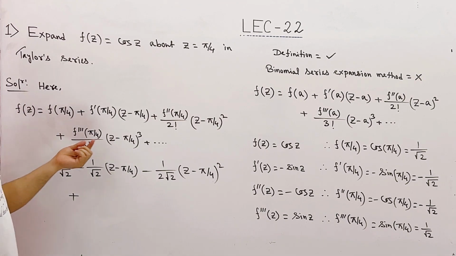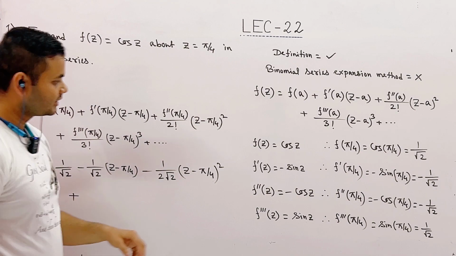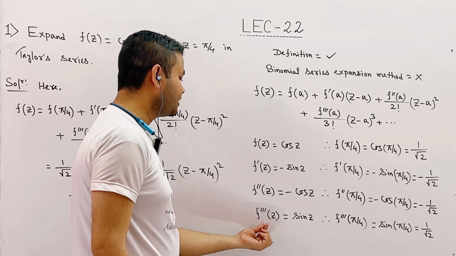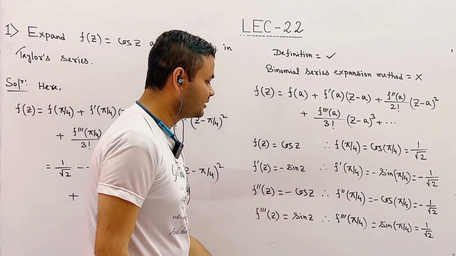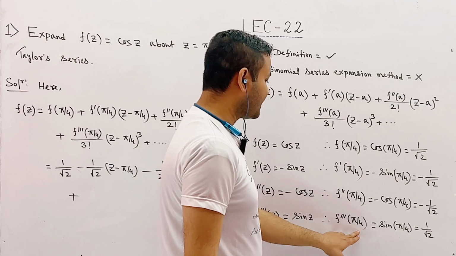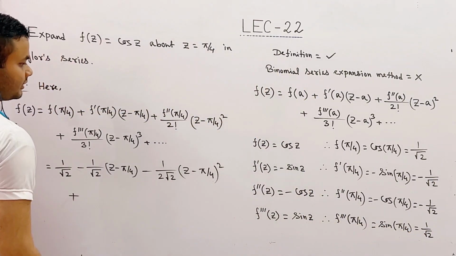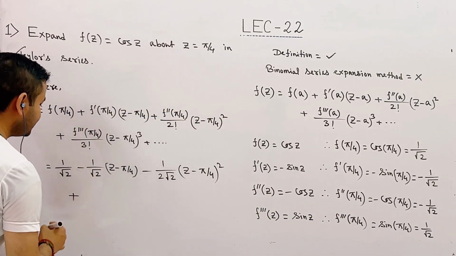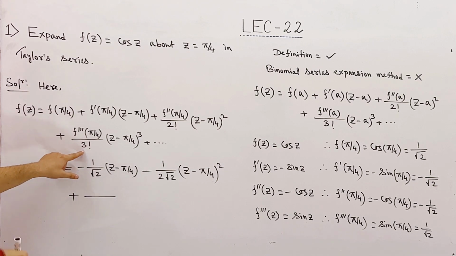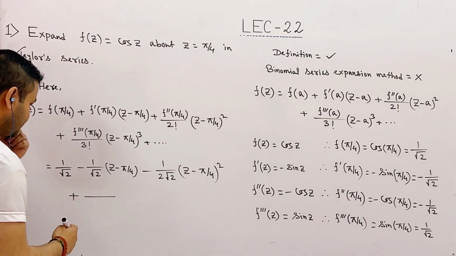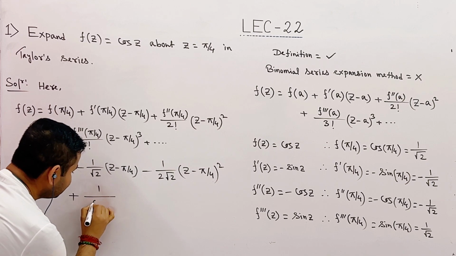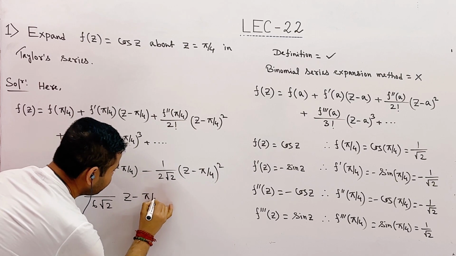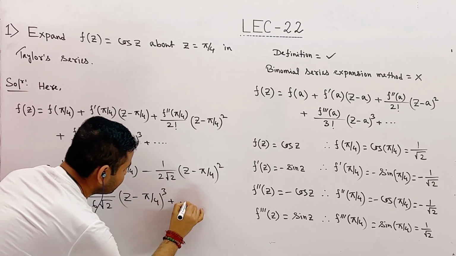Again let us find out the value of f triple prime pi by 4. Since f double prime z is equal to minus cos z, so therefore f triple prime z will be sin z. So f triple prime pi by 4 will be 1 by root 2. Again let us substitute the value of f triple prime pi by 4 here. So finally we will get 3 factorial means 6. So finally we will get 1 by 6 root 2 into z minus pi by 4 whole cube plus dot dot dot.